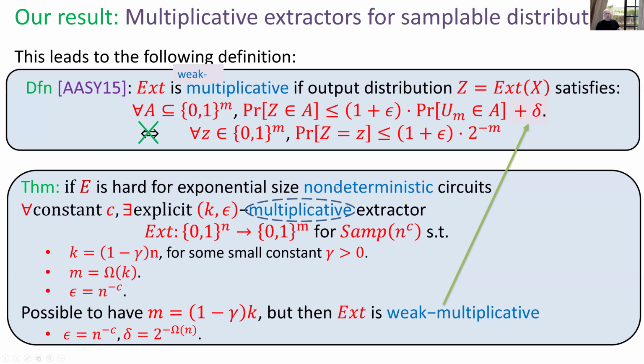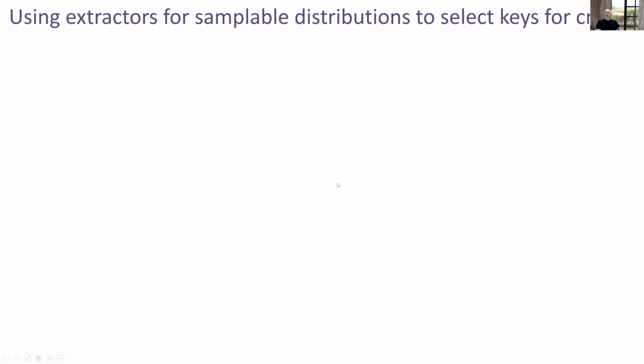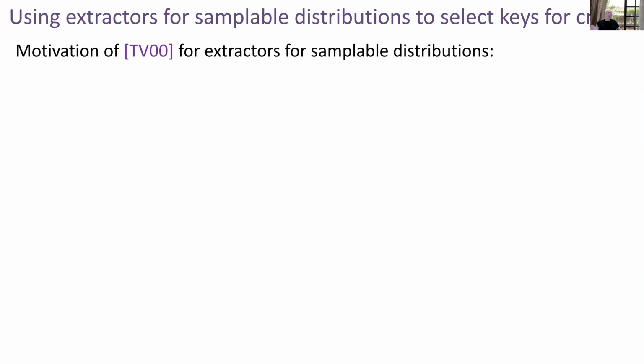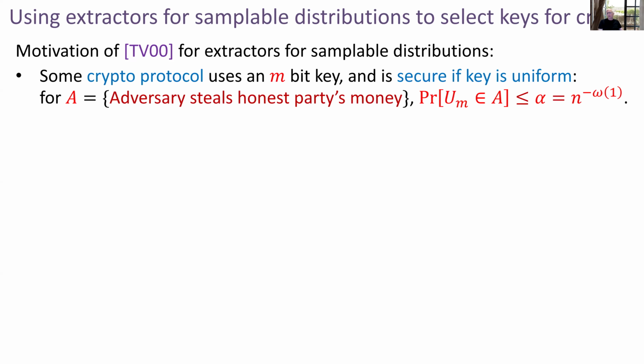Okay, but why should you want multiplicative extractors? Now I'm going to make the point that multiplicative extractors are in fact much more suitable for the original application considered by Trevisan and Vadhan, that is sampling keys for cryptographic protocols. The motivation of Trevisan and Vadhan was that we want to use these extractors in order to select keys for cryptographic protocols. More specifically, say that there is some protocol that uses an m-bit random key, and it is secure in the case that the key is uniform.